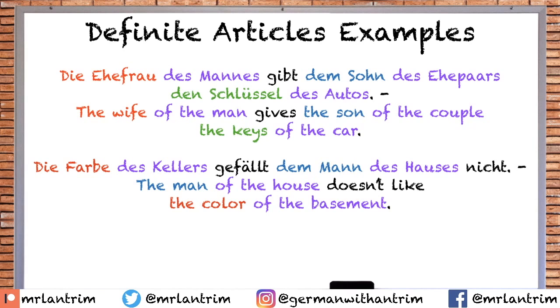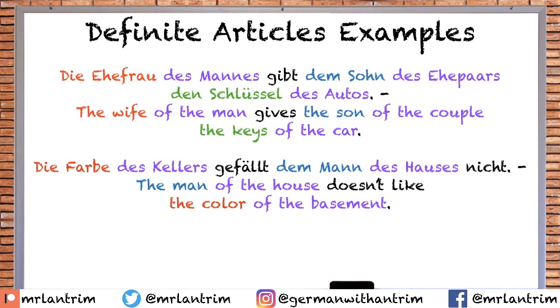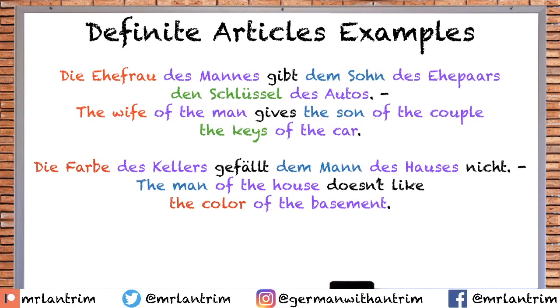So for the first one, die Ehefrau des Mannes, the wife of the man. Of the man is the genitive case, that's why it's des Mannes. Now that we get into the dative case with the dem Sohn, the thing that's after that is still genitive, des Ehepaars, so the son of the couple. And then when we get into the accusative case, den Schlüssel, the thing after that is still genitive, des Autos. Okay? So, long story short, genitive goes after the thing that is being possessed, the thing that is being had, the thing that is being owned in some way.